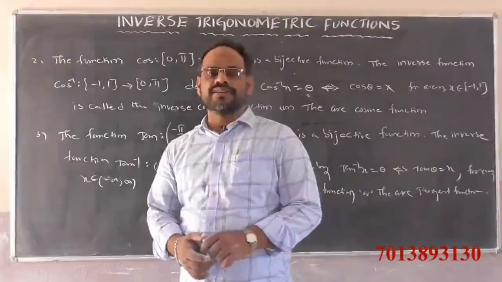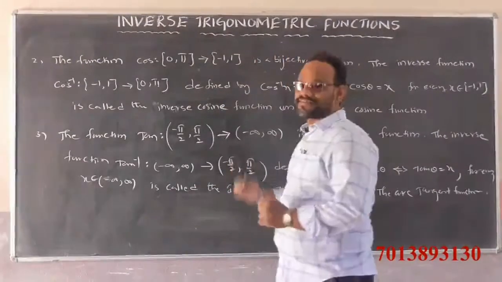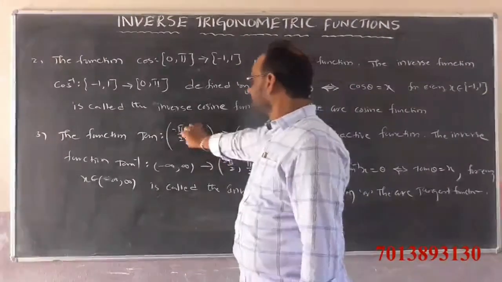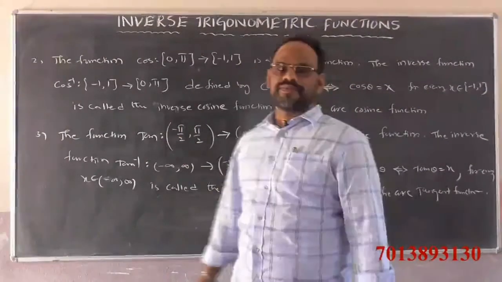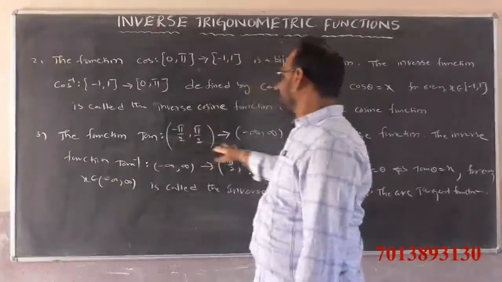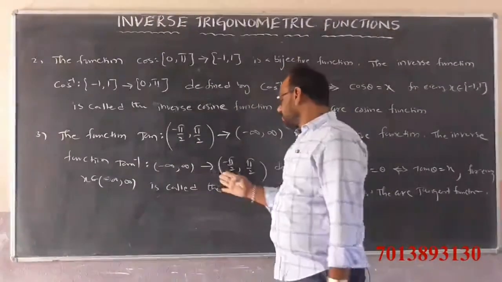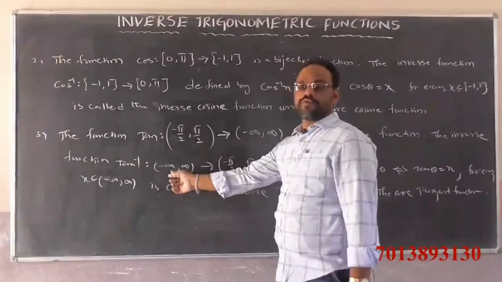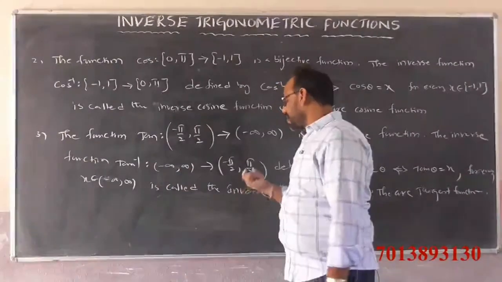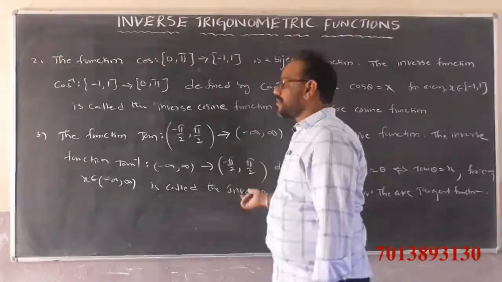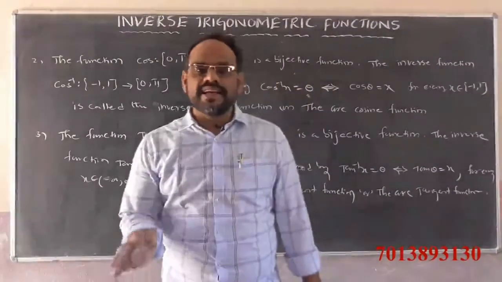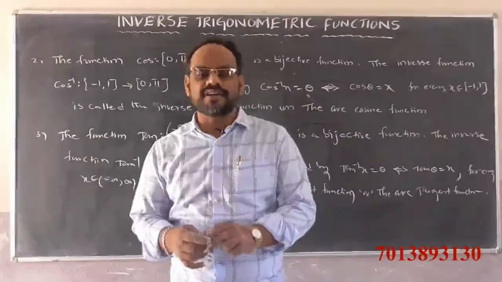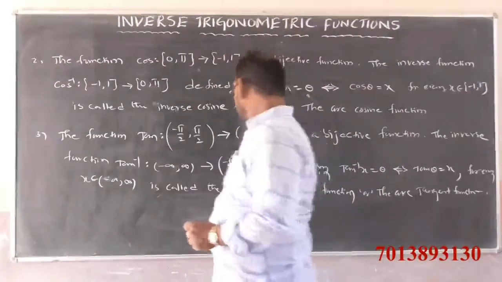The tan function is also not a bijective function. If you restrict the domain, reduce the domain from minus infinity to plus infinity to minus pi by 2 to plus pi by 2, it is clearly a bijective function. Its inverse exists, that is tan inverse, mapping from minus infinity to plus infinity to minus pi by 2 to plus pi by 2. If x belongs to minus infinity to plus infinity, there exists a value of theta between minus pi by 2 and plus pi by 2, then this function is called the inverse tangent function, or the arc tangent function.